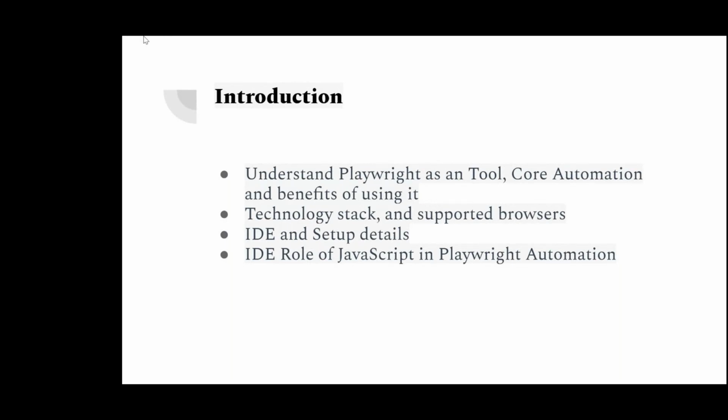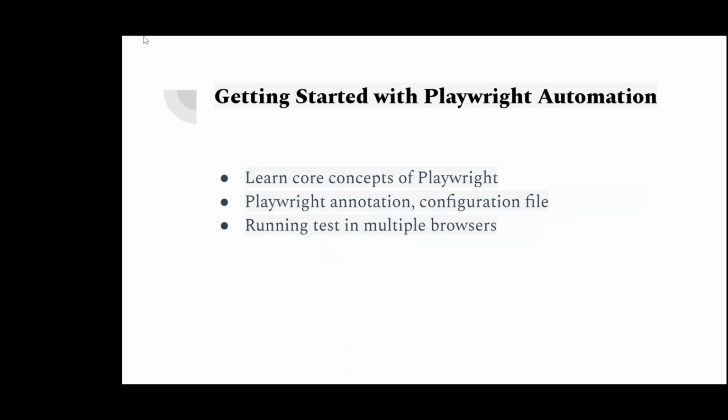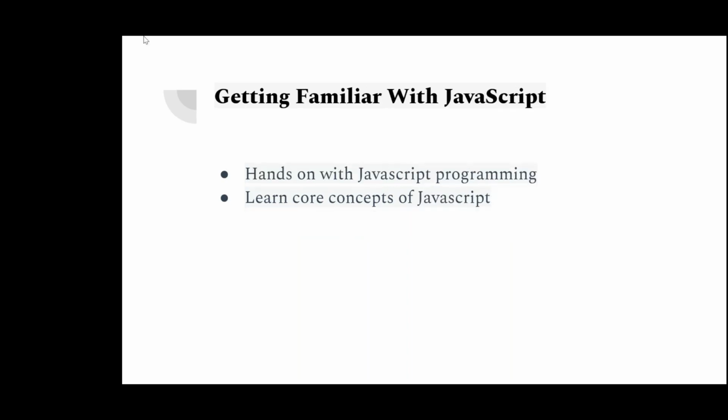So we'll go through the first introduction. What is Playwright as a tool, core automation benefits of using it, technology stack, supported browsers, IDE setup details, and the role of JavaScript in Playwright automation. Then we will jump into what Playwright automation is, how to write a hello world script, the core concepts of Playwright, annotations, the configuration file, and running tests in multiple browsers. After these classes, we will move to JavaScript to learn the syntax and semantics of the programming language.